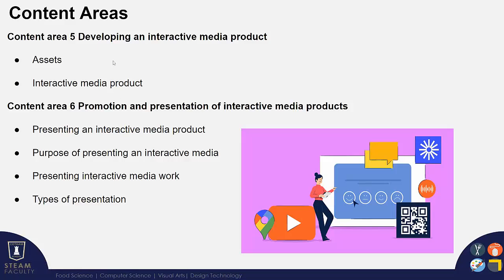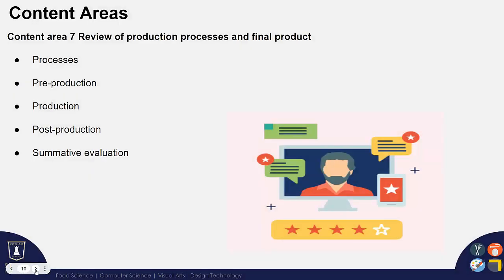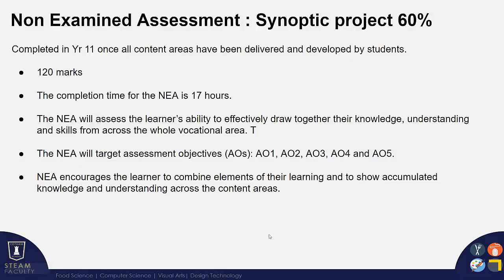Content area 5 is looking at assets and interactive media product. Content area 6 looks at presenting an interactive media product and the purpose of presenting and the types of presentations that can be utilised. The final content area is a review of the whole process, looking at the processes used, the planning in terms of pre-production, the making of the interactive media product, as well as then a final assessment and evaluation.